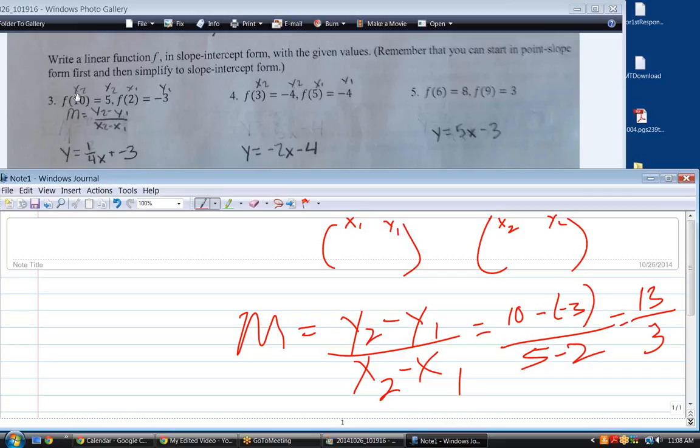Yeah, that's the x value. In other words, when x is 10, f of x is 5. So that means when x is 10, f of x is 5. And when x is 2, f of x is minus 3. Now let's try it and see what we get. Okay.